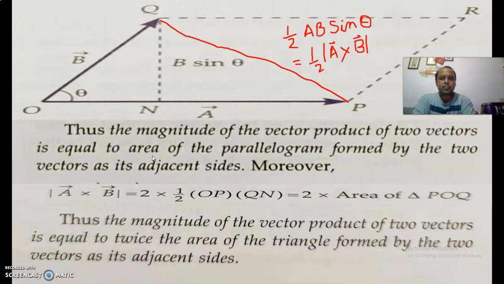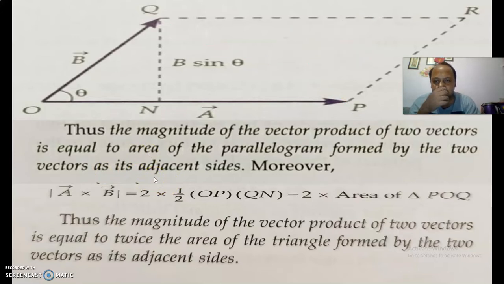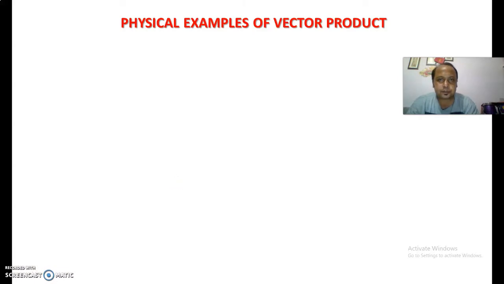So I think this whole thing is clear to you. If the two vectors are co-initial and form a parallelogram, then the area is given by the magnitude of their cross product, and the triangle which they form has half the area of the cross product. If this is clear, then we will discuss a few examples of this cross product.